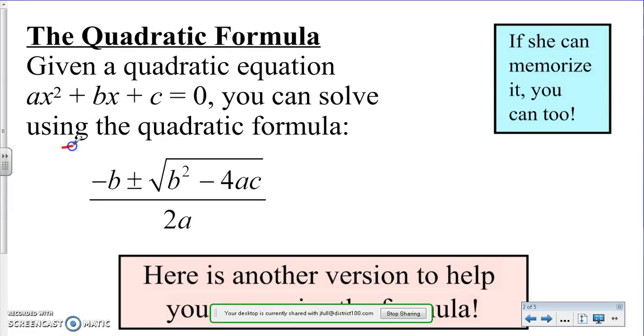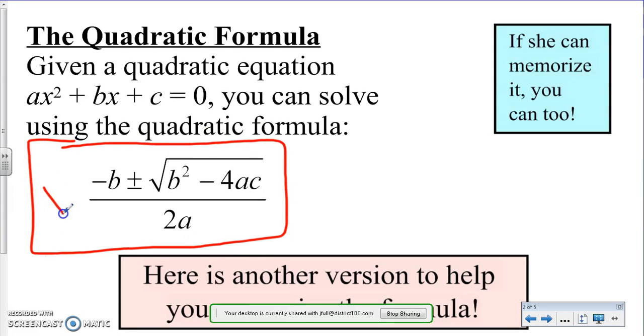all over 2a. Now this here looks pretty complicated, but I promise you, if this little girl here can memorize it, you can too.